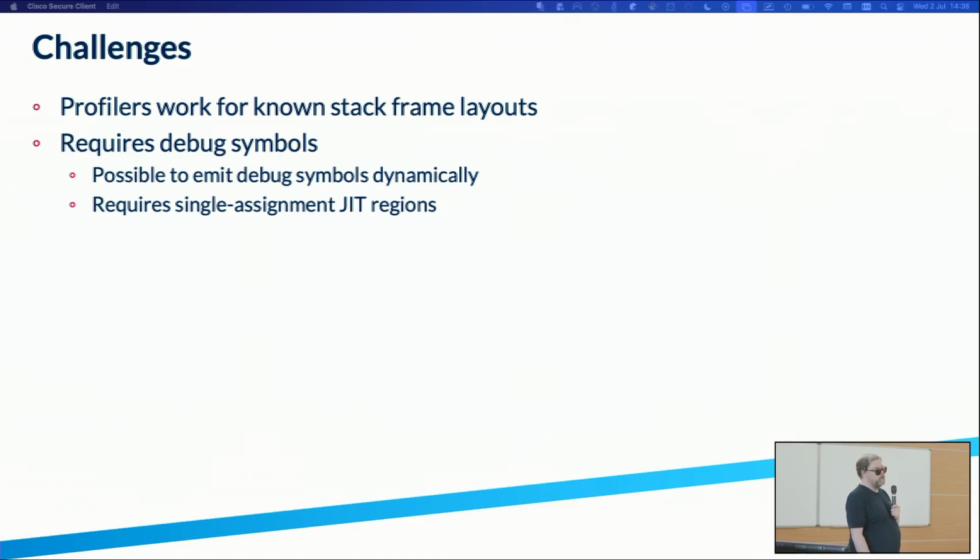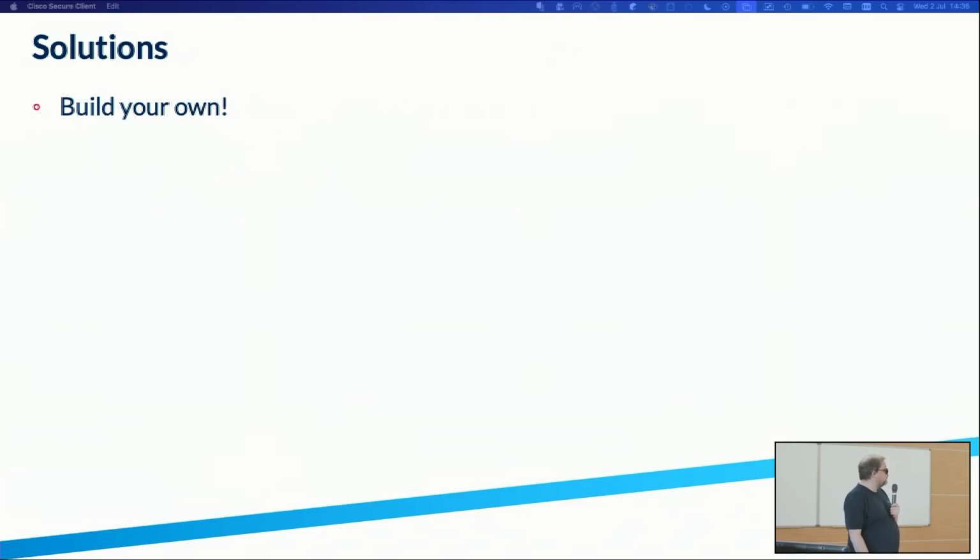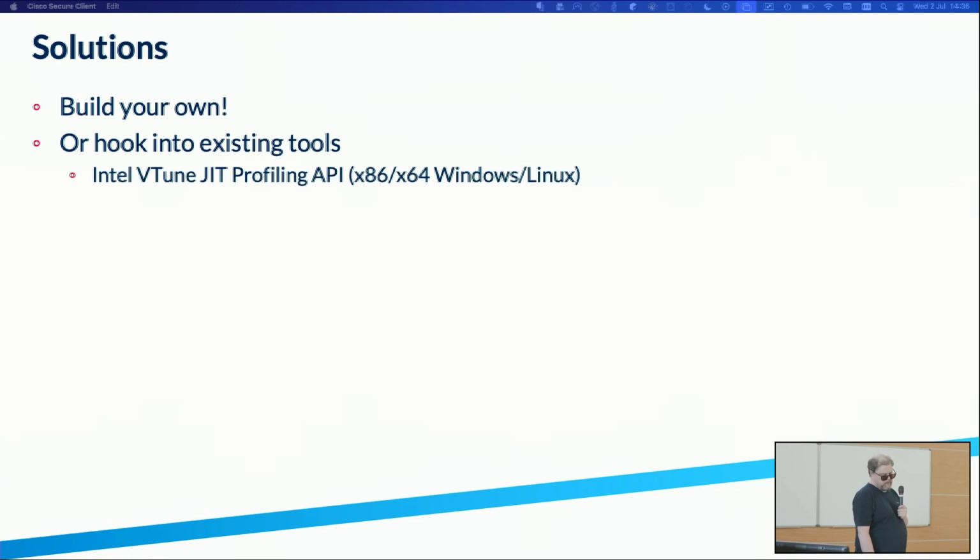At least that's what we usually do, because the whole copy and patch operation is a very, very quick way of building a JITted version. So the solutions are, you can build your own tracing, like Gia demonstrated last year for Druid, or you can hook into existing tools and leverage those. There are different ones for different platforms and different processors. So the one I'm going to demonstrate today is the Intel vTune JIT Profiling API, which is available for x86 and x64 processors for both Windows and Linux.